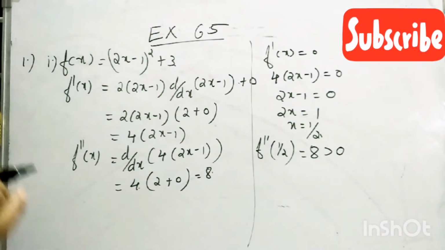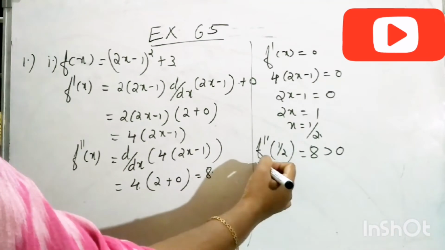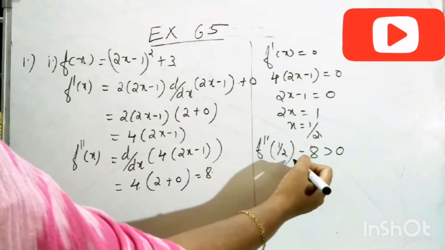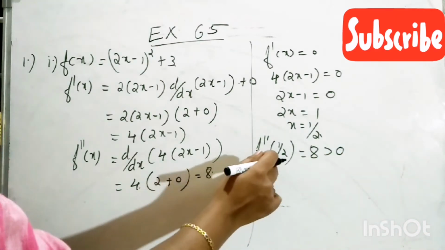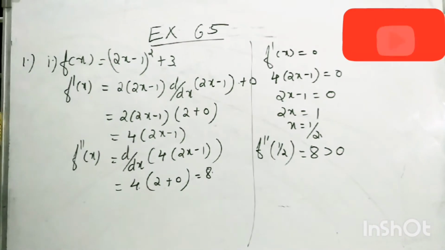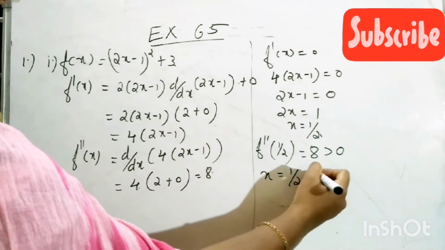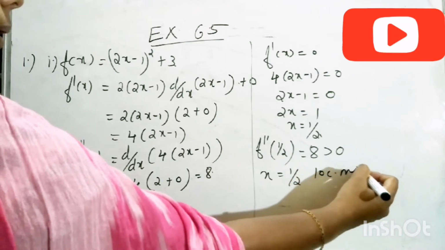So by using the second derivative test, since the sign of f double dash is greater than 0 at x is equal to 1 by 2, we have the point of local minima at x is equal to 1 by 2. This x is equal to 1 by 2 is the point of local minima.